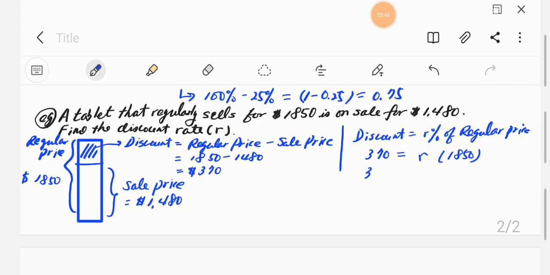Okay, then let's find R. So divide each side by 1,850. Okay, then 185 times 2 is 370, right? So this fraction becomes 0.2. So what does 0.2 mean? 20%, right? So the discount rate is 20%. Therefore, the discount rate is 20%.